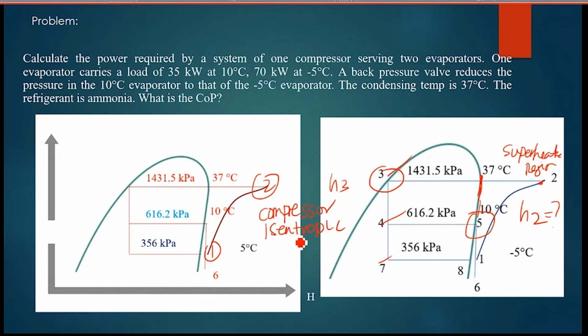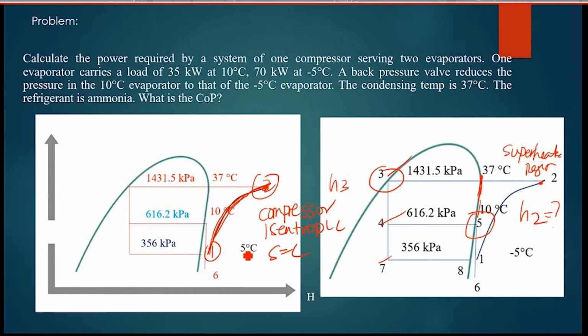Isentropic means entropy is constant. So if you get point 1 here, then you project there, you can get point 2 because this is a constant entropy line. So here you get the entropy.